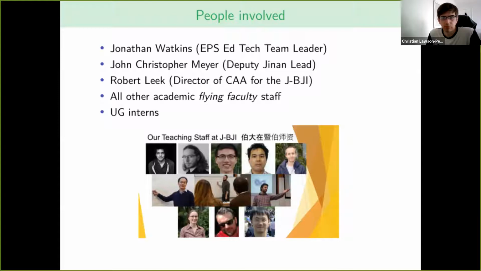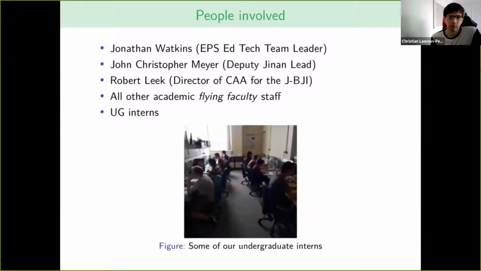So, of course, Rob and I are not the only academic staff involved in the Jinan Birmingham Joint Institute within the School of Maths. We have fellow academic staff who are pictured at the bottom of the slide. Of course, we also need to acknowledge the contribution of our undergraduate interns who assist us with coding up content.